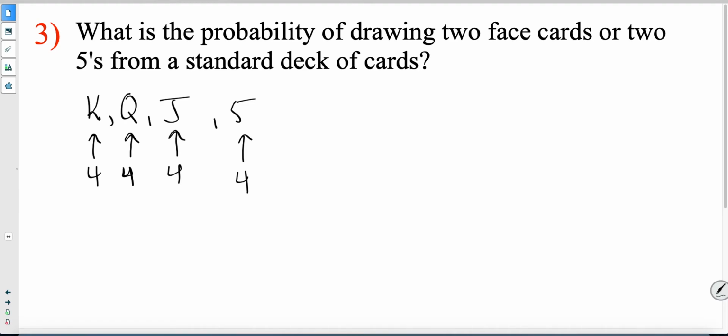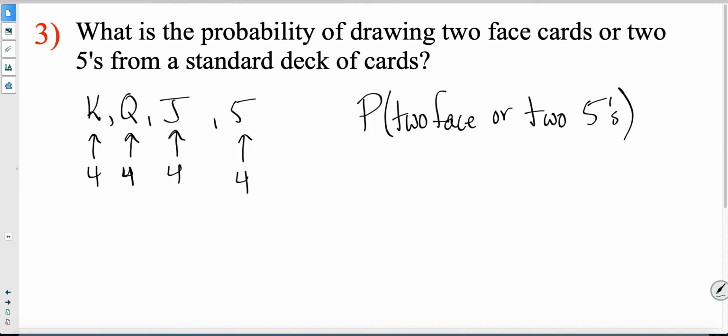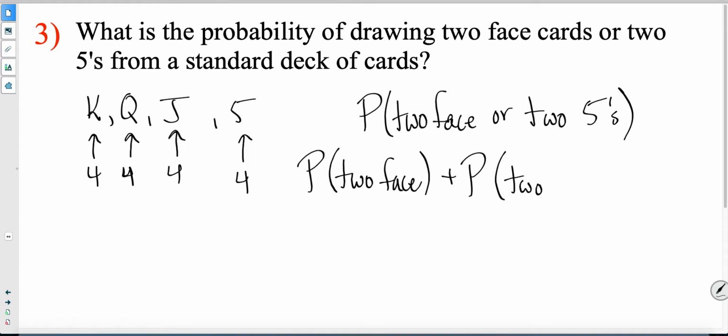So we want the probability of 2 face cards or 2 5s. Then we can set that up: probability of 2 face cards plus probability of 2 5s, and then we can go from there.